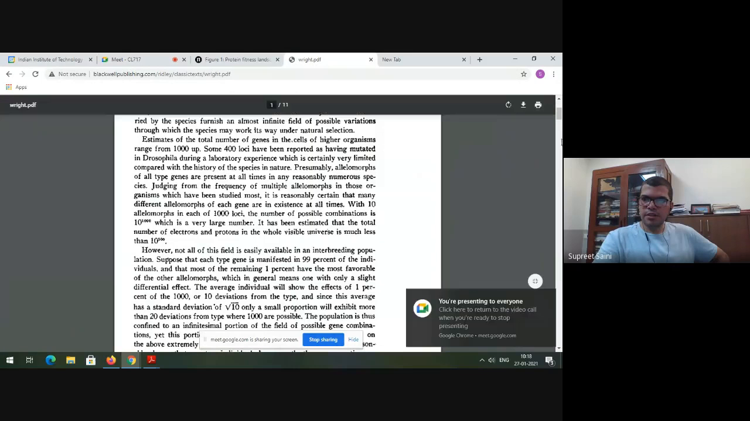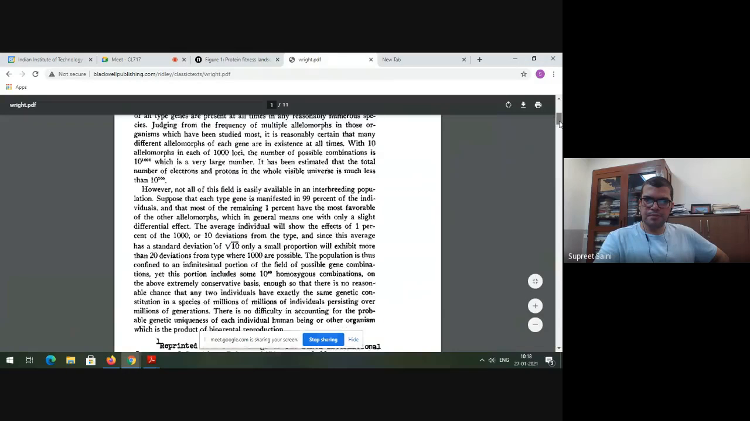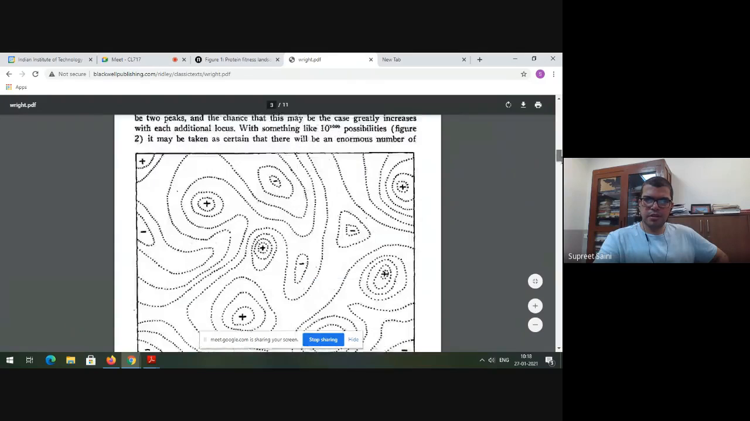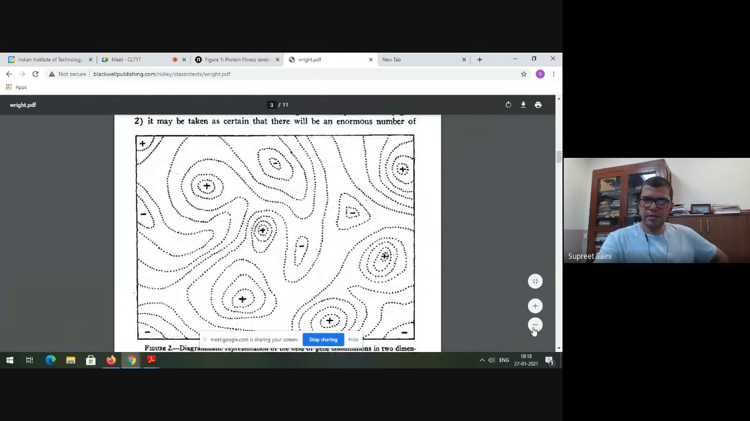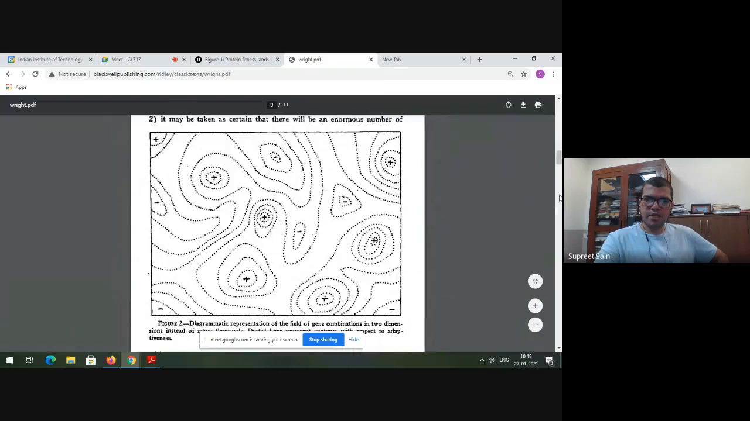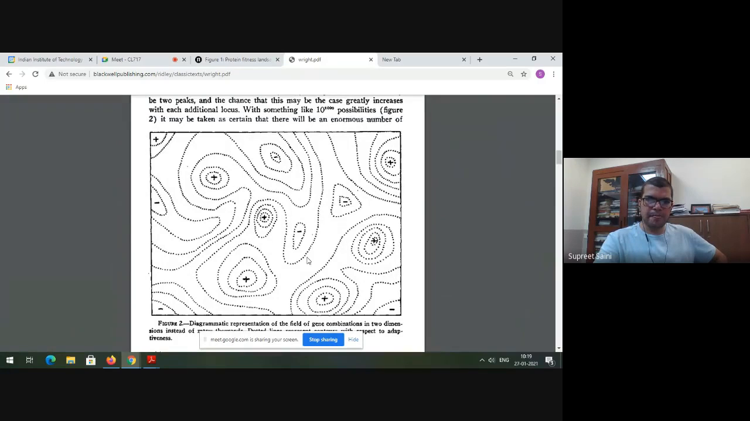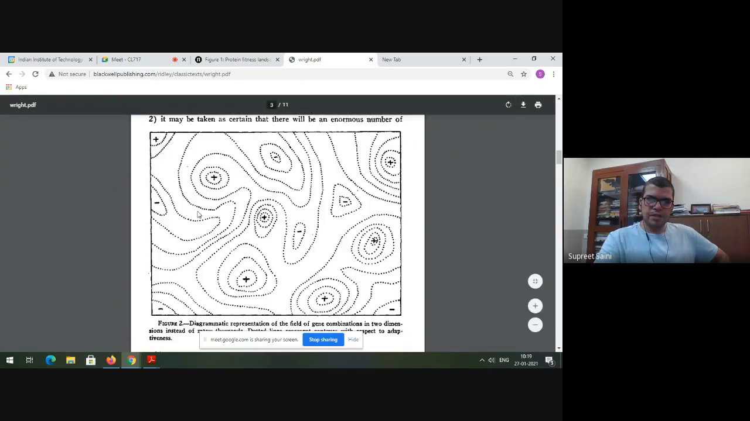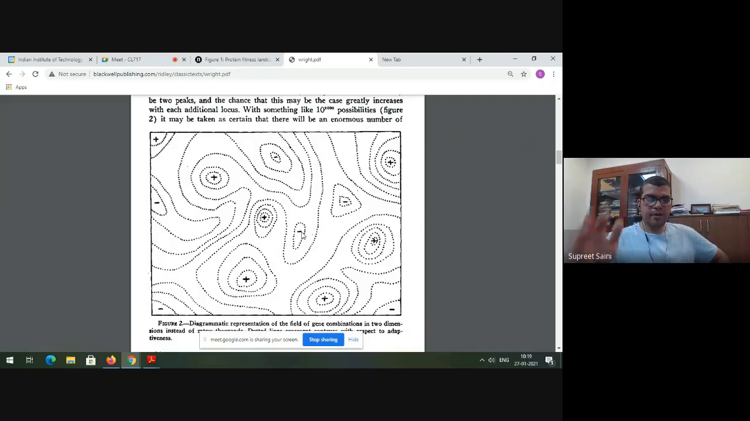In fact, right when he published his 1932 paper, Wright made this picture. The first few pages of the paper are very accessible, but after that it gets really technical and very mathematical. So Wright gives this picture, and the pluses are the mountain peaks, the minuses are valleys. Remember, he has no knowledge of anything. Wright says that the structure of a fitness landscape must look like this.